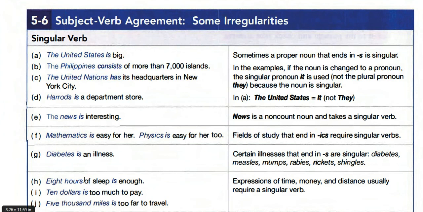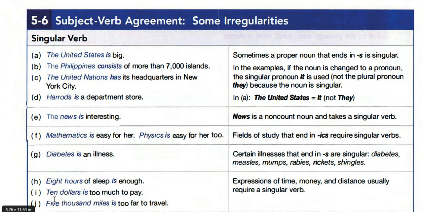And here we have diabetes, which is an illness. Certain illnesses that end with S are singular: diabetes, measles, mumps, rabies, rickets, and shingles. So we have these diseases that end with S. We deal with them as singular, not plural. So you need to memorize all of these words as well, just to avoid mistakes and errors.